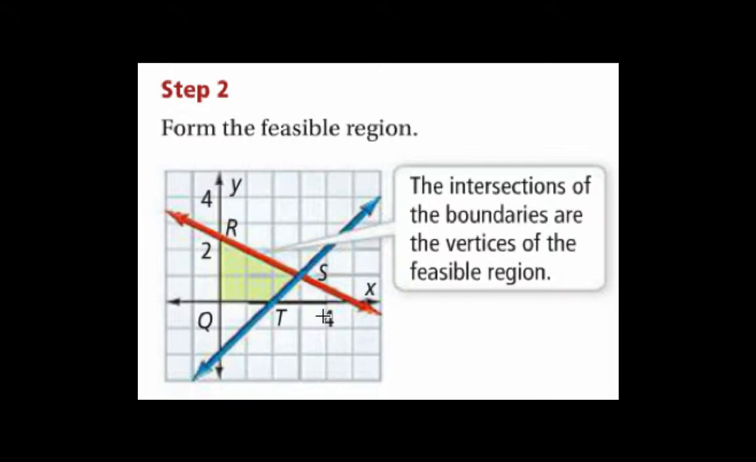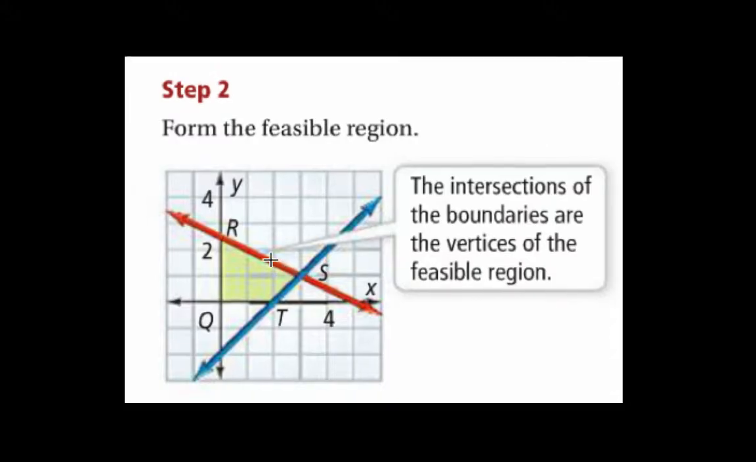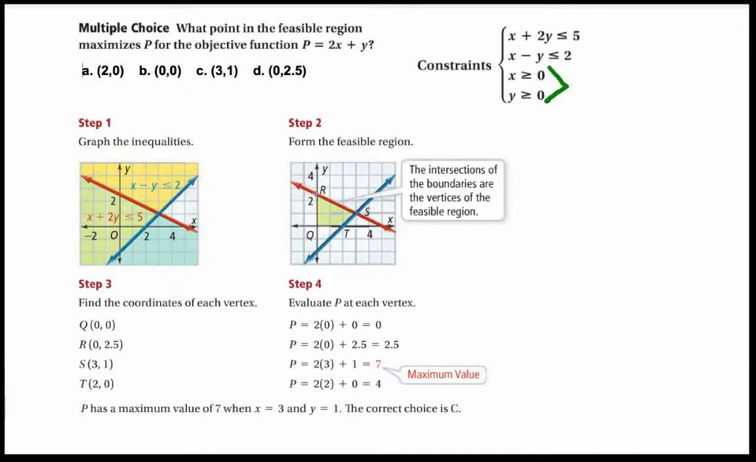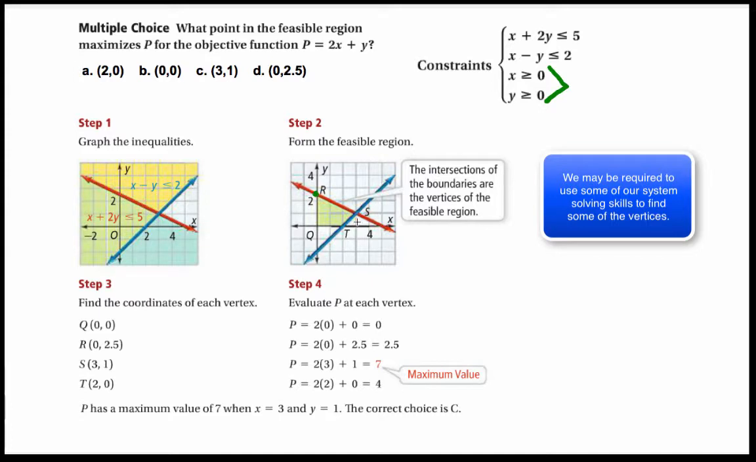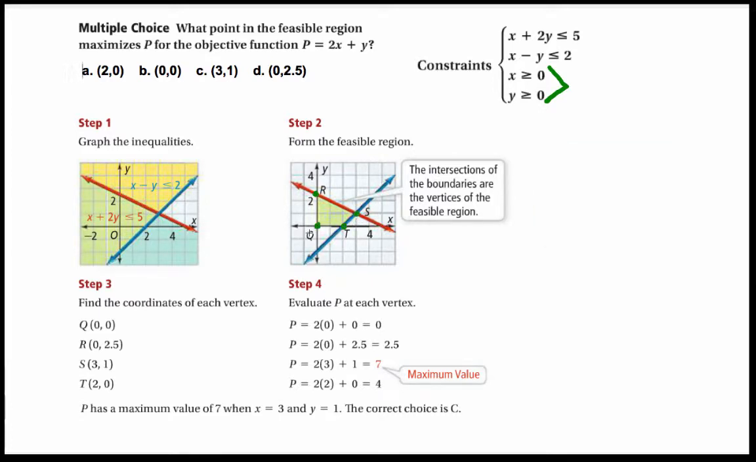The x-axis here, which is y greater than or equal to 0, we're above that line. The y-axis, which is x greater than or equal to 0, we're to the right of that line. So we have our feasible region in here, okay? And we have our vertex points here, here, here, and here. Those 4 points, those 4 ordered pairs, are the coordinates of each vertex of our feasible region. So here they are down here. Point Q is the origin, R is (0, 2.5), S is (3, 1), T is (2, 0).